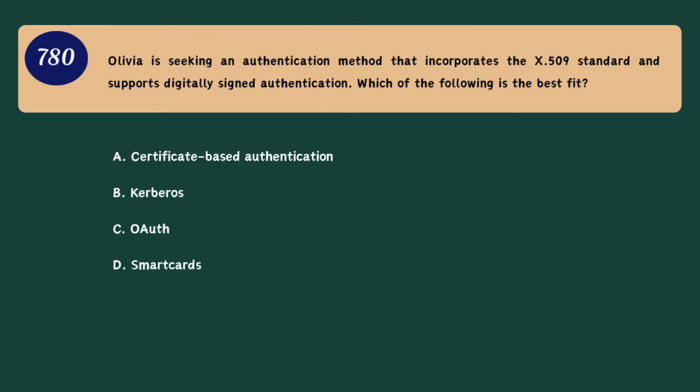Question 780. Olivia is seeking an authentication method that incorporates the X.509 standard and supports digitally signed authentication. Which of the following is the best fit? A. Certificate-based authentication. B. Kerberos. C. OAuth. D. Smart cards.